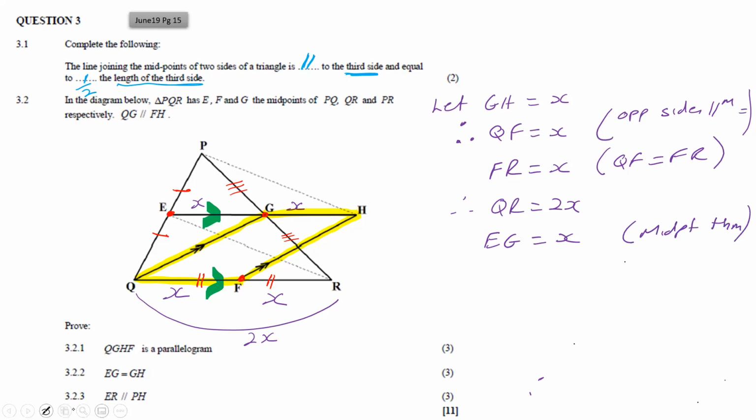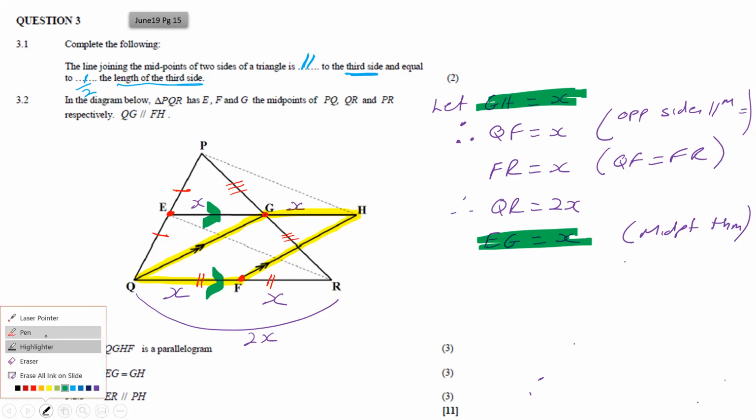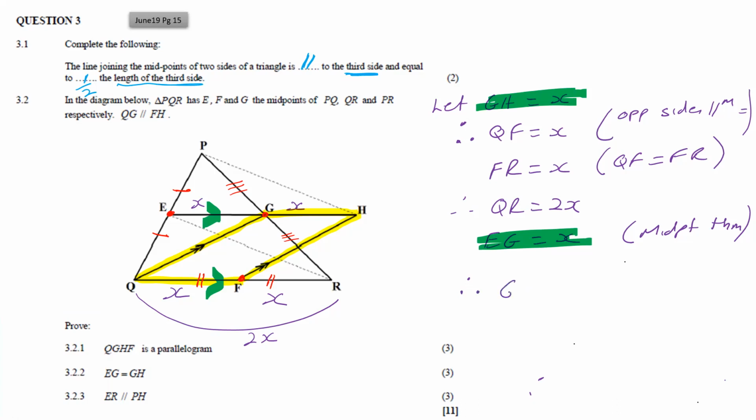Now, remember, they wanted us to prove EG equals GH. So I'm going to highlight that for you. EG is X, and you've noticed we started off with GH also being X. So we can now write our conclusion. You can underline it if you want, you don't have to highlight it. Therefore, you can see both are X. Therefore, GH is equal to EG.